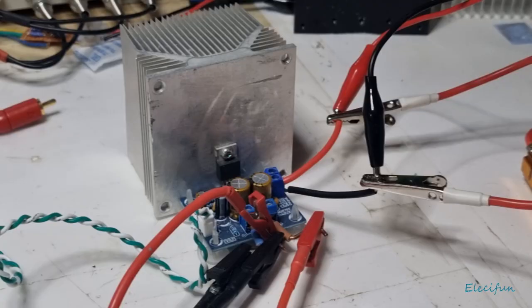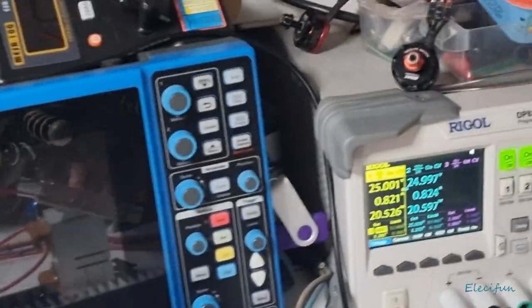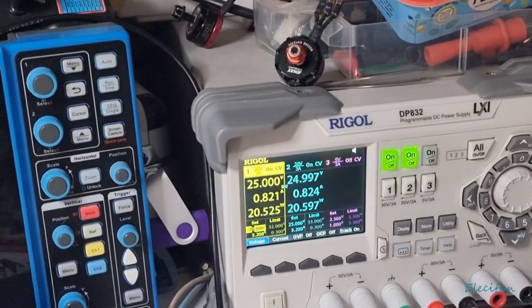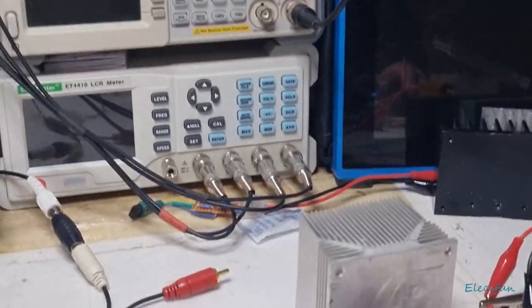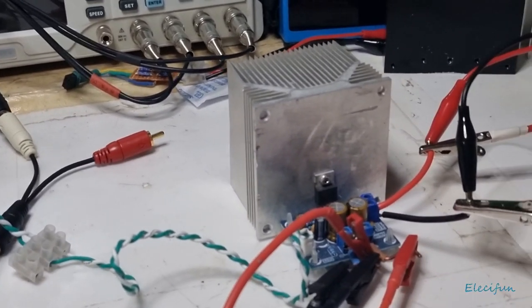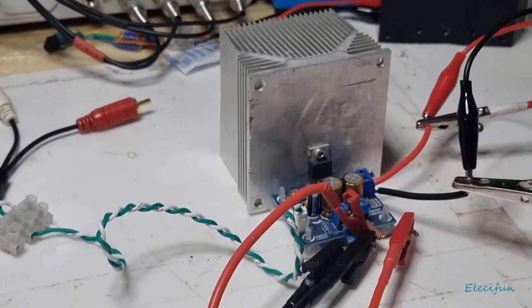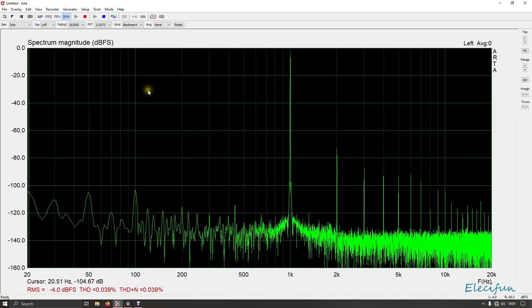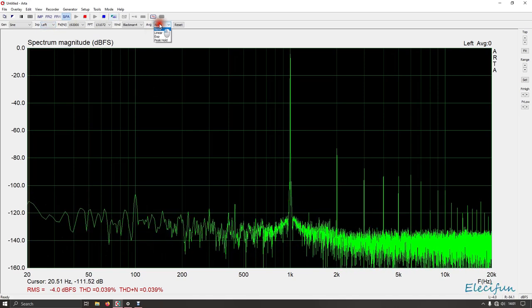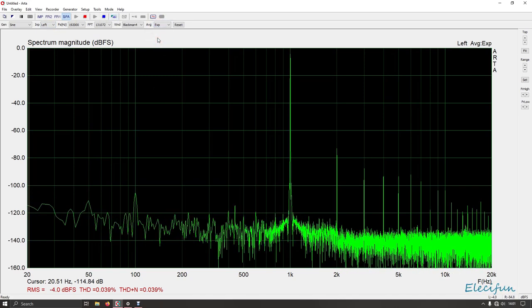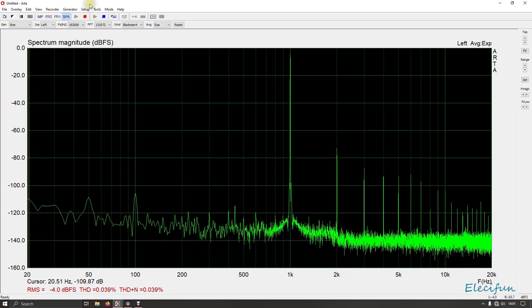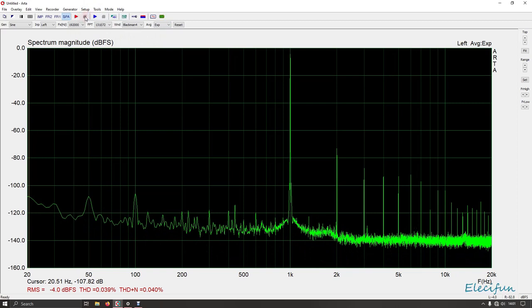0.05. Yeah, it's still pretty good. Still pretty good for such a little tiny amplifier. We're putting in 821, 824 milliamps. So it's working quite hard. Let me just get rid of some of that noise on there, and then stop that off, take the pressure off it.